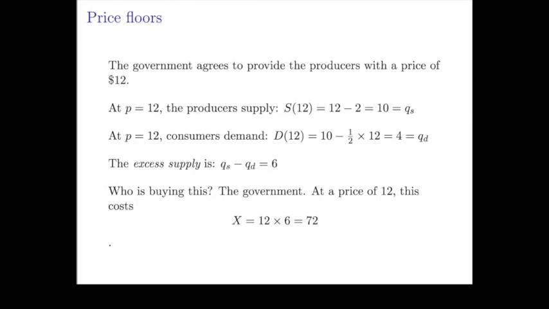At the price of 12, the consumers are only going to demand 4 units. So we have an excess supply situation. There's excess supply of 6 units. Who's buying up these 6 units? The government is. The government's going to spend $12 for each of the 6 units, so they're going to spend a total of $72 on buying up these extra units.